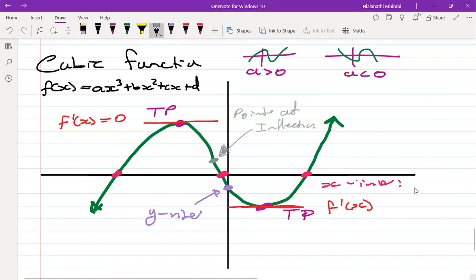And if we were to take a derivative of a derivative, what we call a second derivative, at that particular point, it would be equal to 0. So the derivative at a point of inflection is equal to 0.